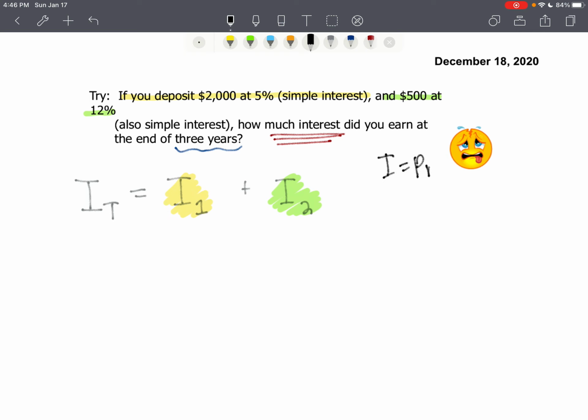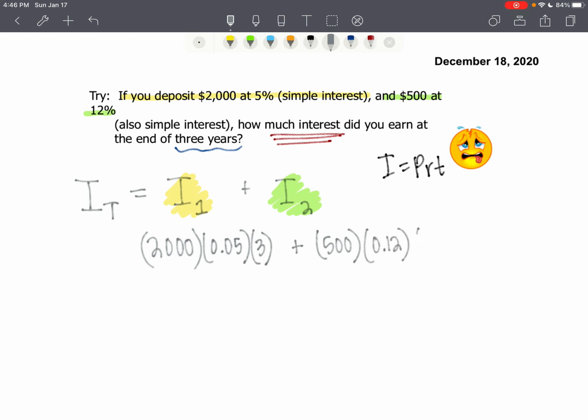Then remember, I is equal to PRT. So in our first, we've got 2,000 for our principal. Our rate is 5%, and we're talking about 3 years. Plus our second deposit of $500 at 12%. Again for 3 years, and that's going to be our total interest. Sub T stands for total. I stands for interest.